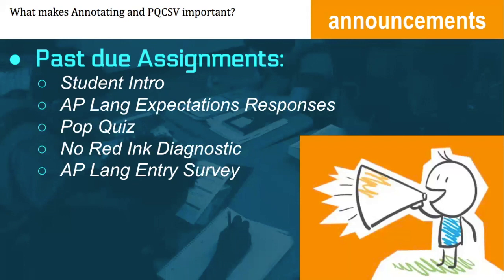It's to help us get to know you guys better and to help us identify what it is that we need to focus on in order to push you guys forward this school year.